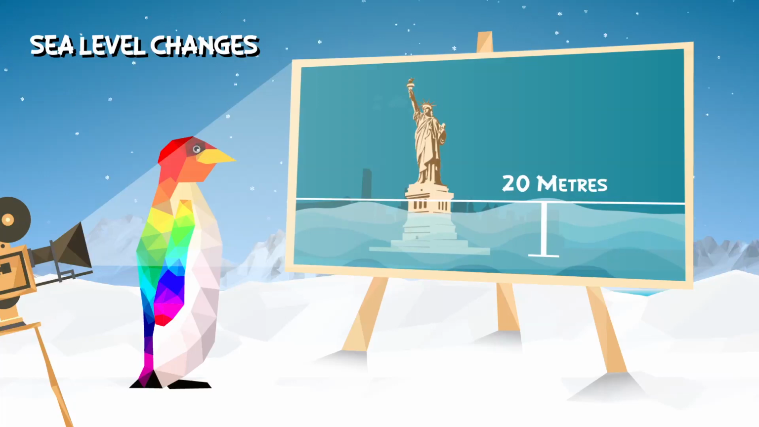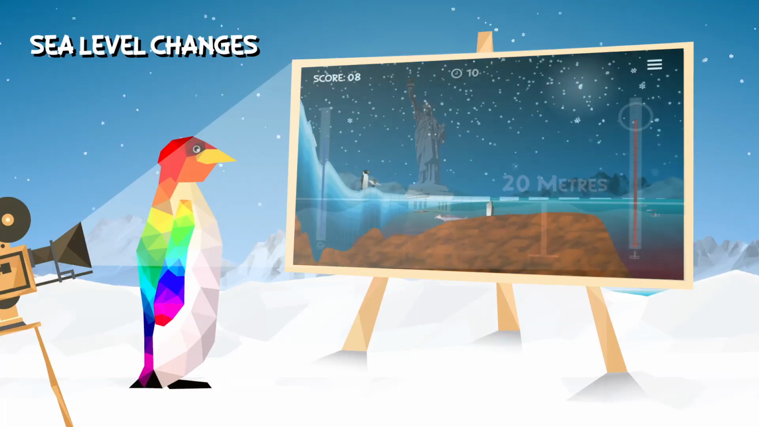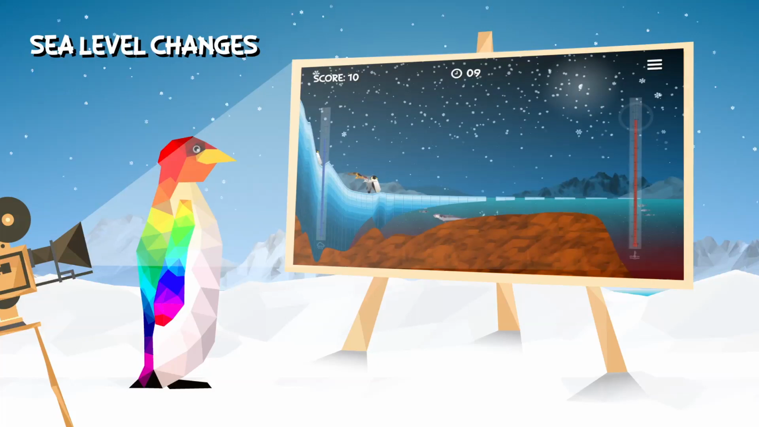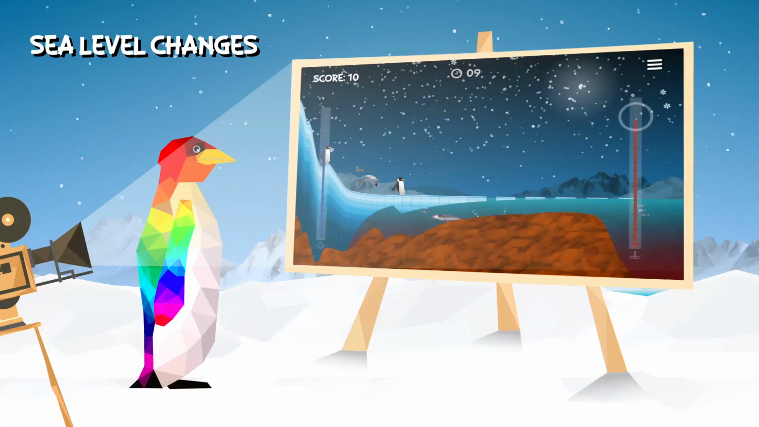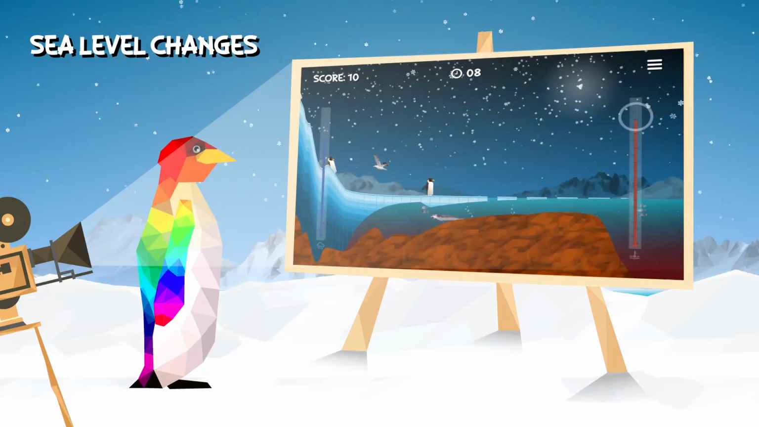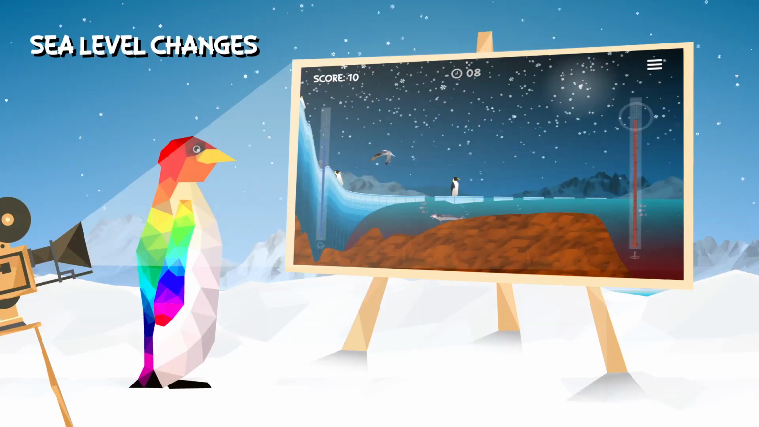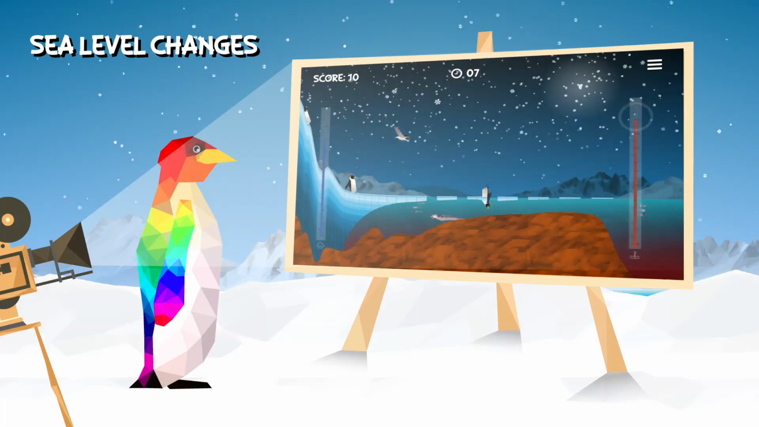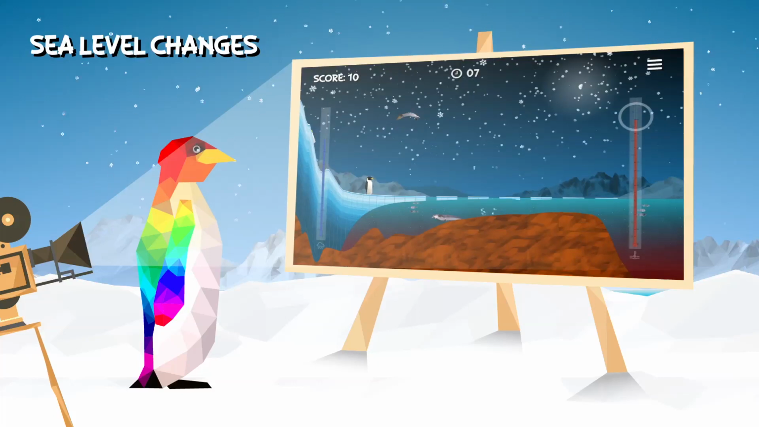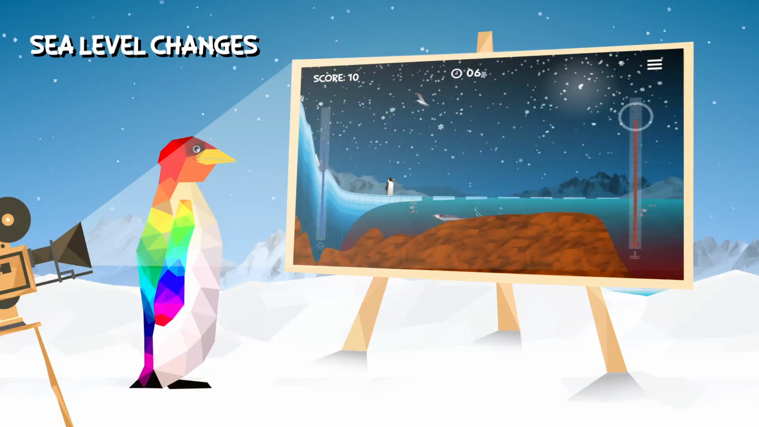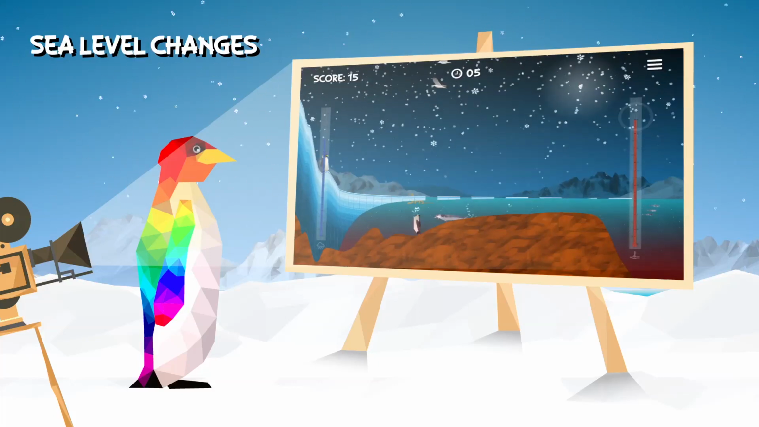The timescale over which this would happen is uncertain, but a lot slower than in the game. It could take hundreds or thousands of years for the West Antarctic ice sheet to collapse. This would make a very boring game, but we will see the impacts of ongoing sea level change in our lifetimes.